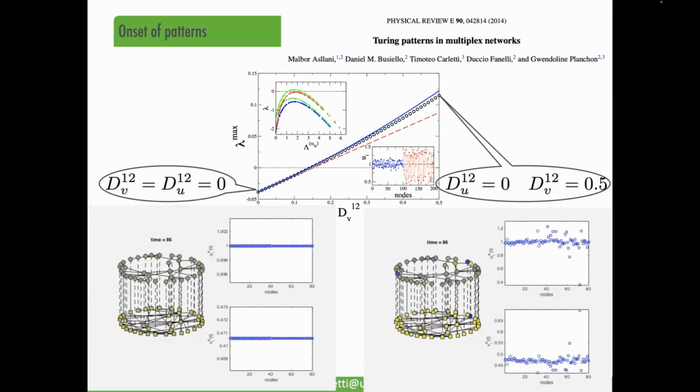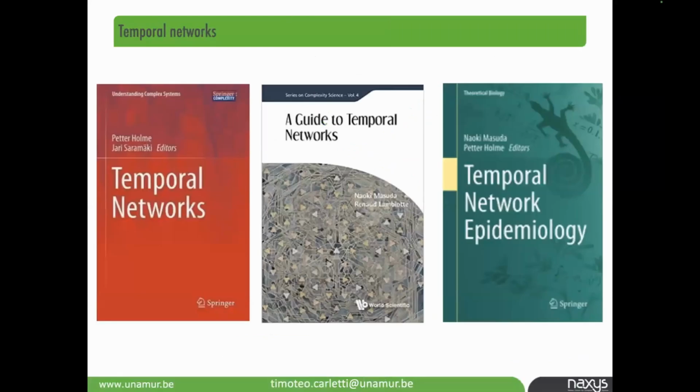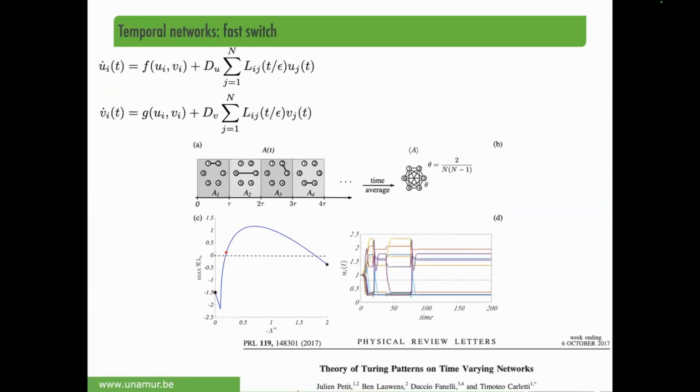So here the 2 lines are the first and second order approximation, and the dots are the real system. So we can also have an analytical theory to explain this bifurcation. Another possibility is to consider temporal networks, so networks that evolve in time because the links are rewired, are moved, or because the weight of the links changes in time.